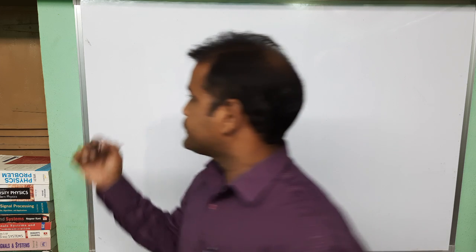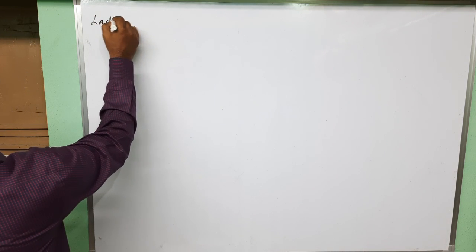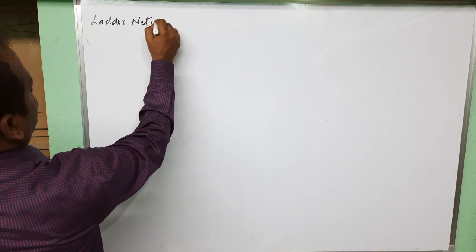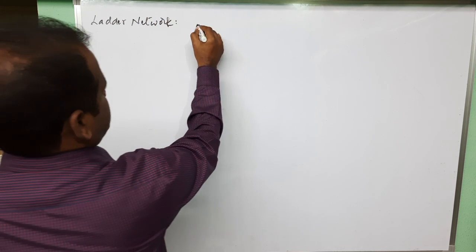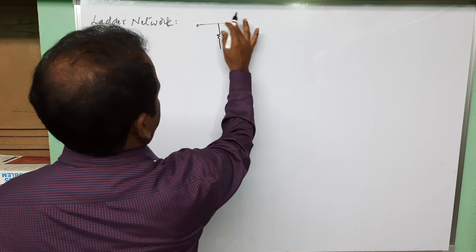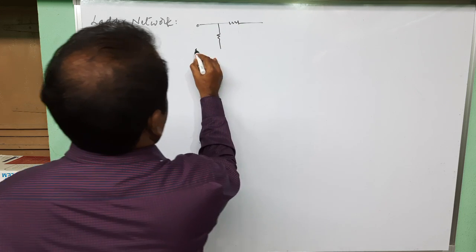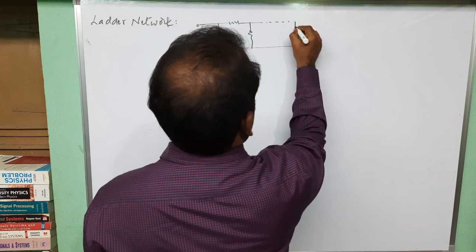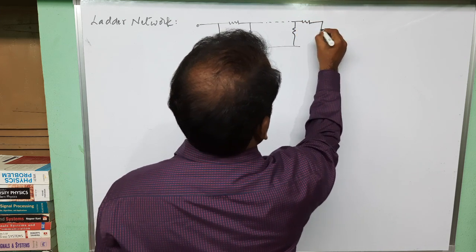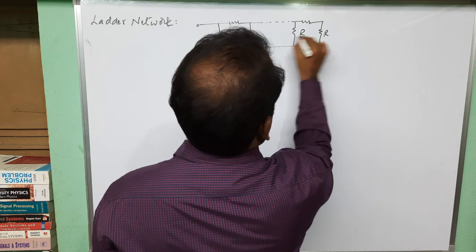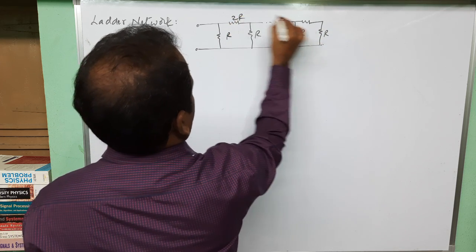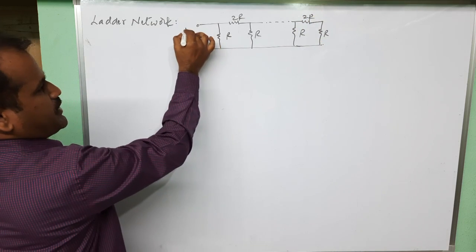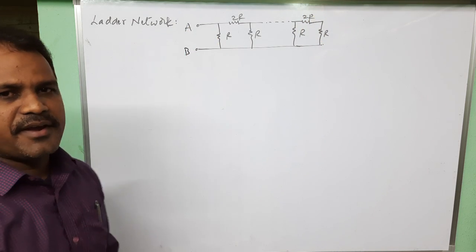Good morning, students. In this video, let us find the equivalent resistance of a ladder network. The network consists of the resistor connection as shown in this figure. We need to find the equivalent resistance across the terminals AB.